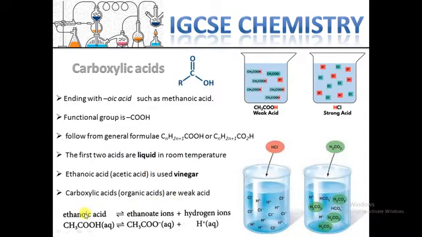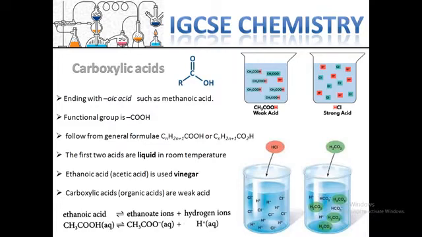Ethanoic acid, the second one, is made up of two carbons in total, CH3COOH. When you dissolve it in water, it can produce ethanoate ions, the negative ions, and the positive ion, which is hydrogen.